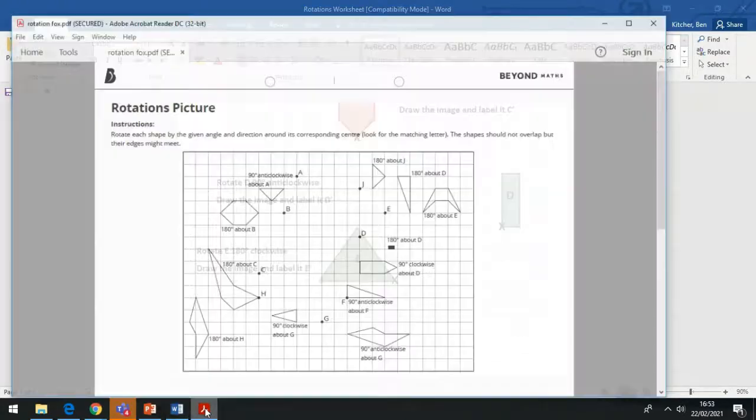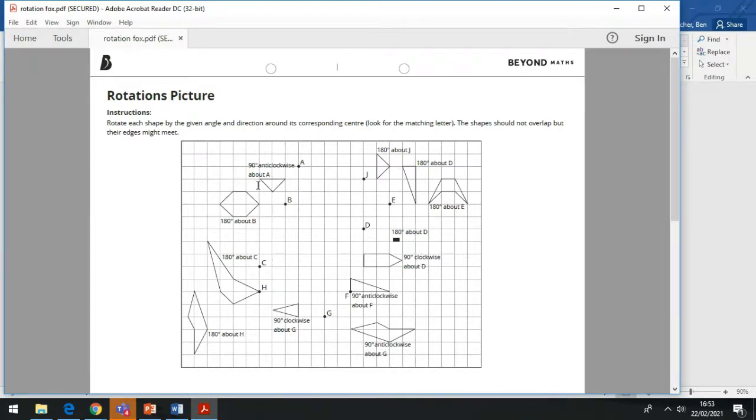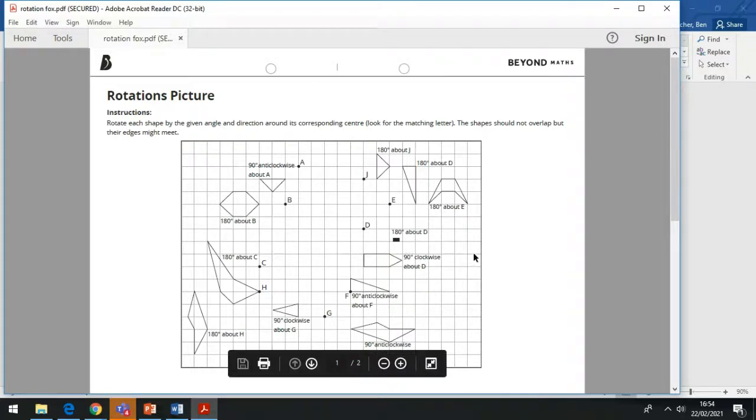Okay, and here's the challenge worksheet. So these ones here, we need to rotate where it says our centre of rotation is. So this shape here says 90 degrees anti-clockwise with A as our centre of rotation. So if we pushed it 90 degrees anti-clockwise, it would turn up over here. Okay, and on that sheet, if you do every rotation, you will find that it comes out with a picture.